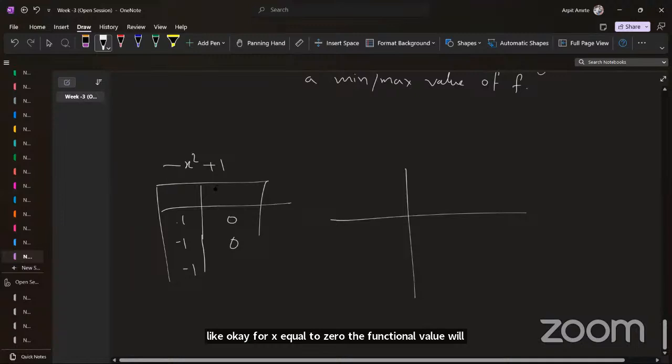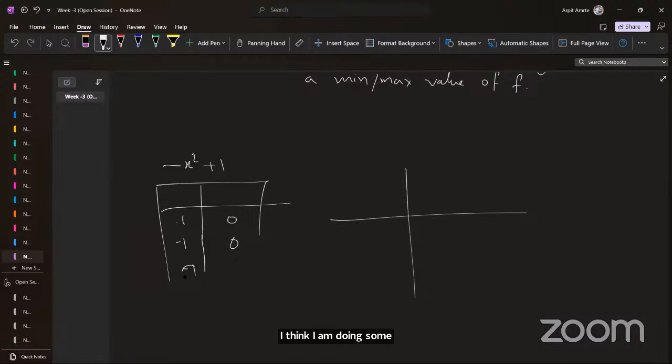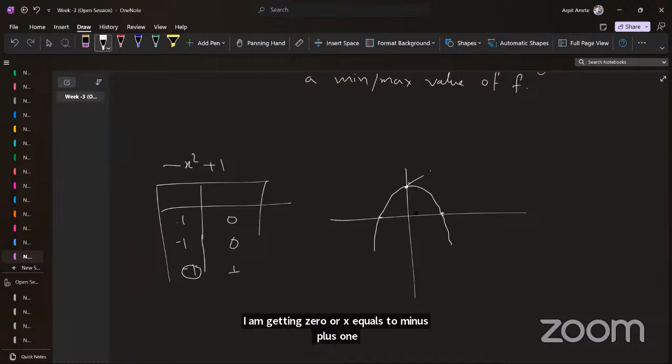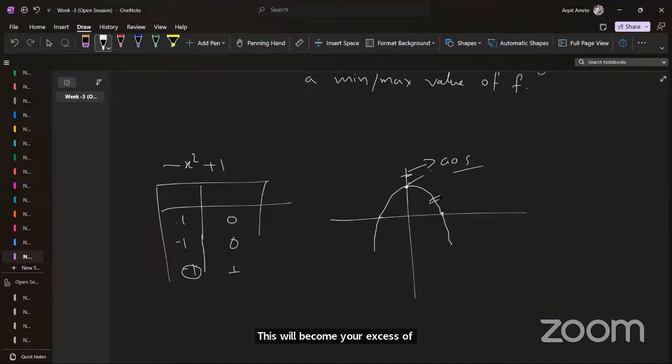I think I am making a mistake. For x equals 0, I will get 1, no? Yes, I will get 1. So this function looks like this. For x equals 0, I am getting 1. For x equals minus 1 and plus 1, I am getting 0. So this function is moving in the downward direction, and this will be your axis of symmetry. The intersection of the axis of symmetry and the parabola gives me the maximum value in this case.